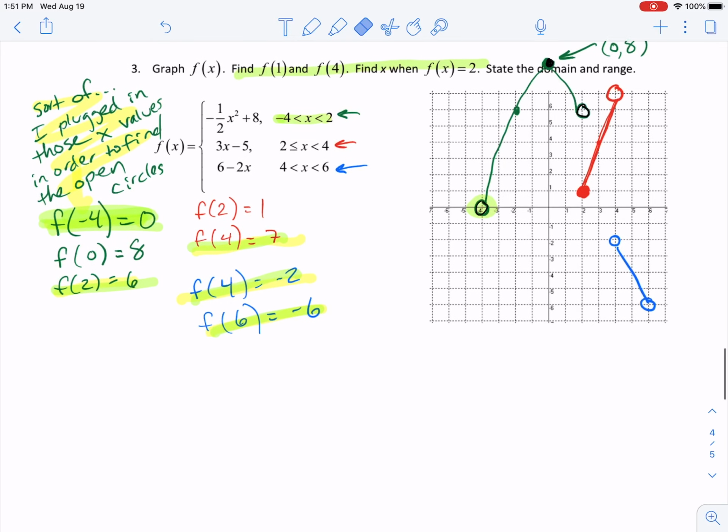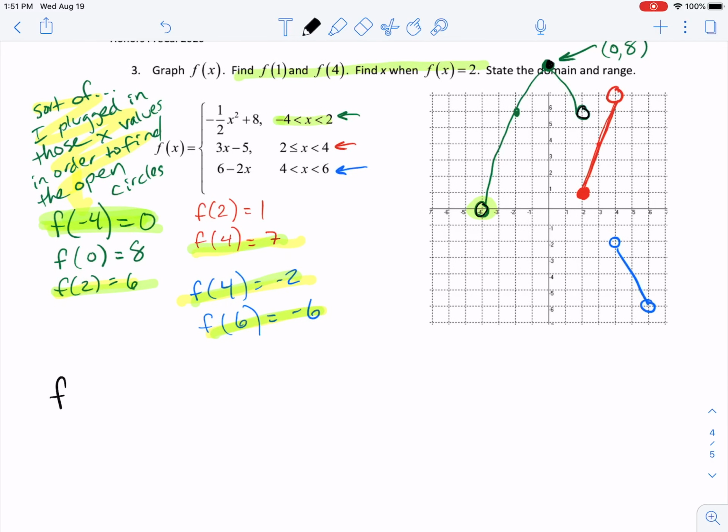Okay, so f of 1. Well, what is f of 1? I can come over and look at 1. Notice it's going to be the green. It's on the green, so I can come up to this equation, and it's -1/2 times 1 squared plus 8, which is 1 squared is 1, -1/2. Okay, so it's 7.5, or you could tell me that it's 15/2.